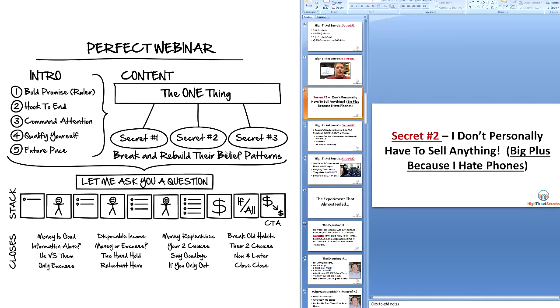Secret number two is I don't personally have to sell anything because I hate the phones. Most of these guys who see people doing high ticket stuff think it seems awesome, but they have to pick up the phone and they don't want to. They're scared to talk on the phone to people. So that's their belief pattern. So what I've got to do is break that belief pattern and rebuild it. So for me, I try to break it this way.